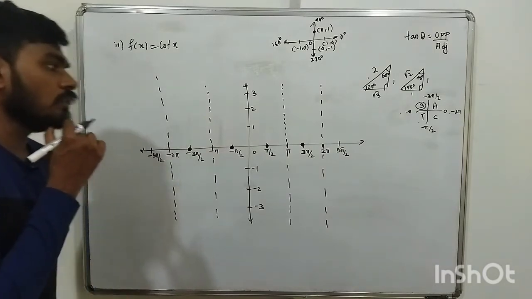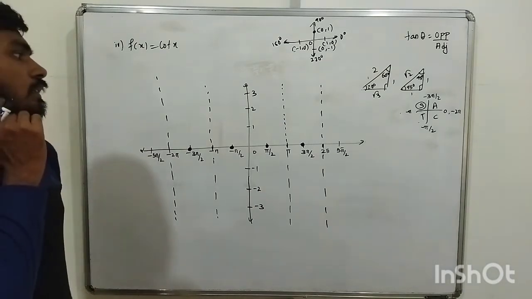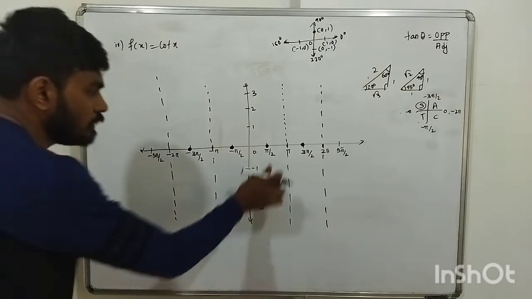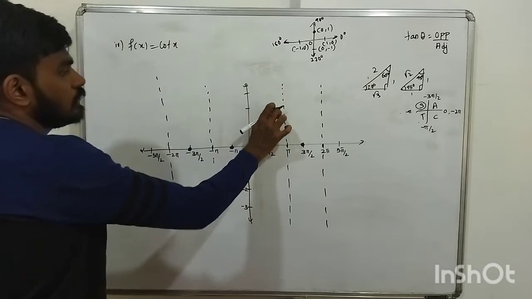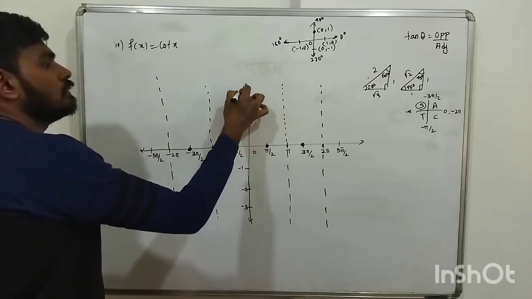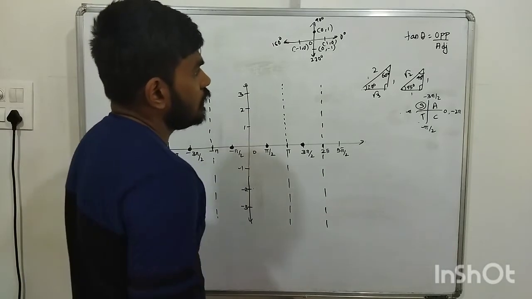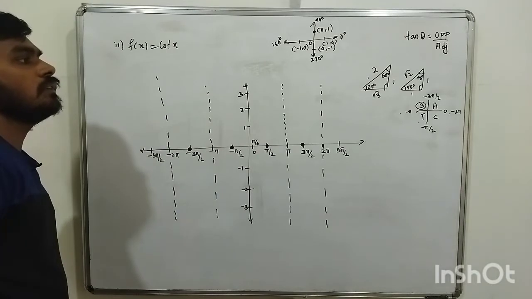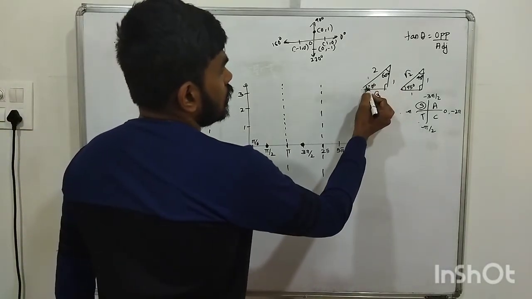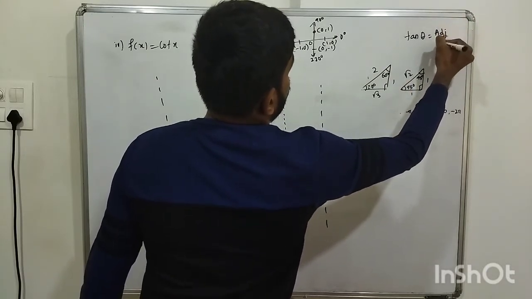So cot of 0 is what? From 0 to pi by 2 we'll take. I'll write these numbers here: minus 1, minus 2, minus 3, and 1, 2, 3. So now cot 0 is infinity. Then cot of pi by 6, cot of 30 degree. Cot is adjacent upon opposite.